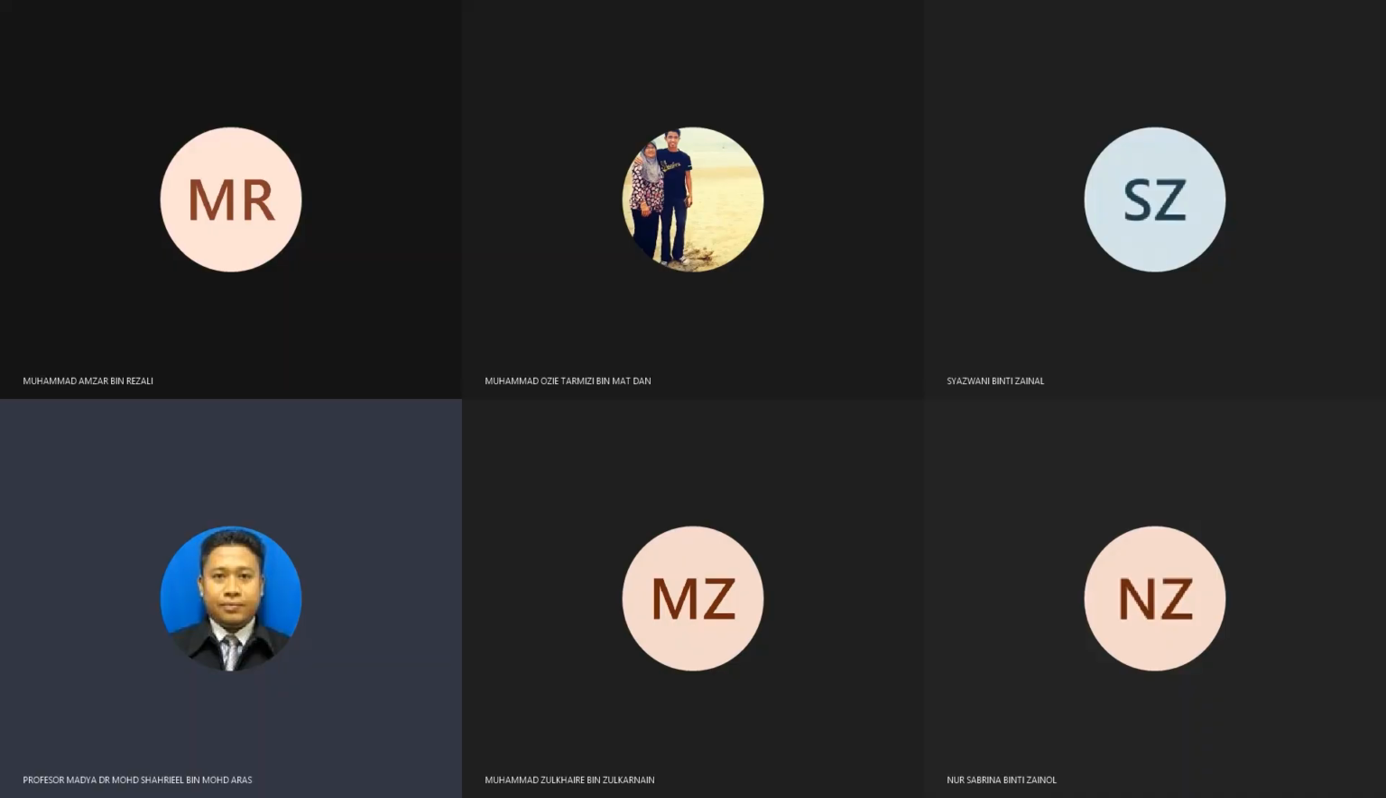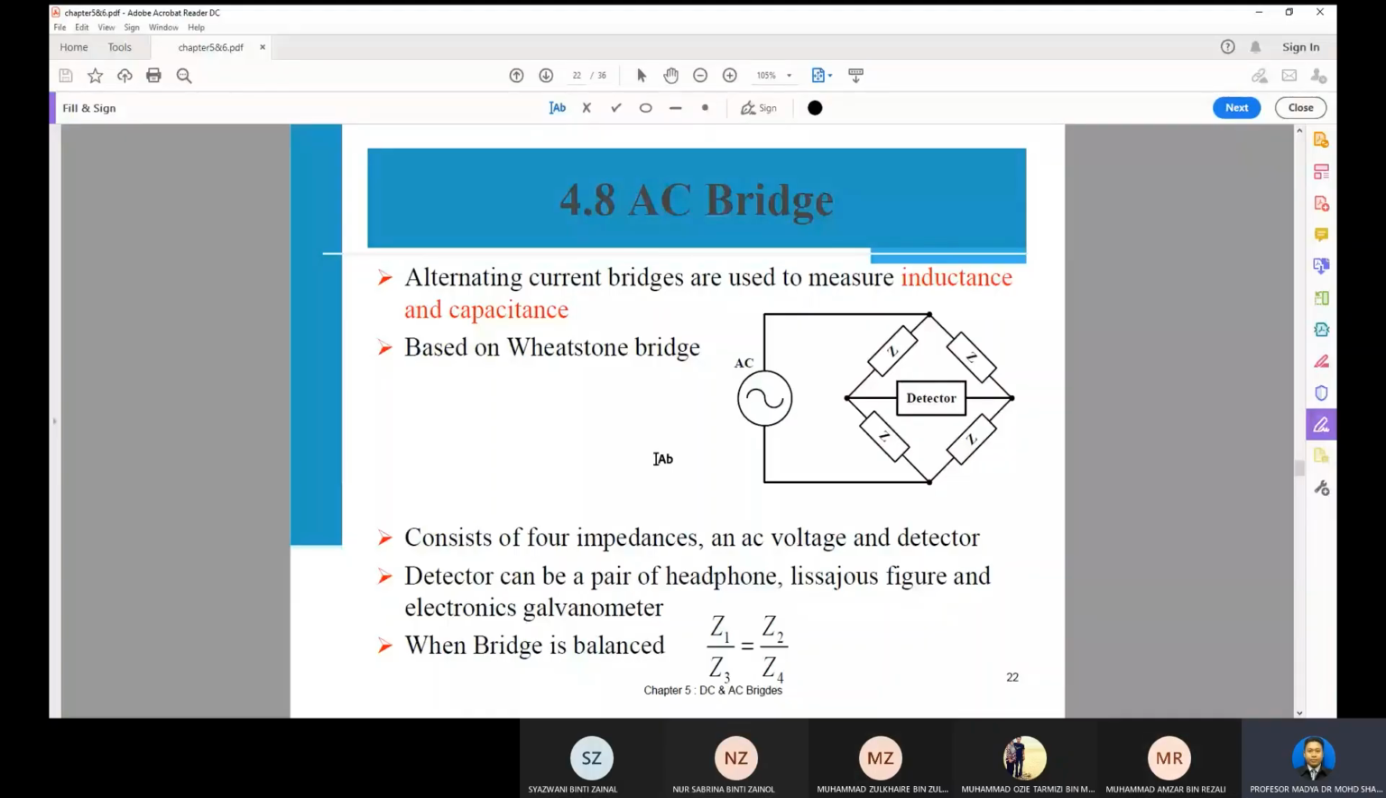Such as we have the Maxwell bridge, the Hay bridge, the Schering bridge, and the Wien bridge. For AC, the function is to measure the inductance, capacitance, and also the frequency. The AC bridge is also based on the Wheatstone bridge. You can see this is similar to the Wheatstone bridge. The difference is that the Wheatstone bridge uses resistors, while for AC we normally have impedance, which is Z.